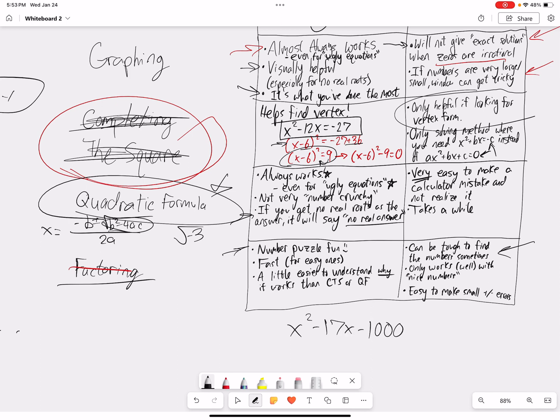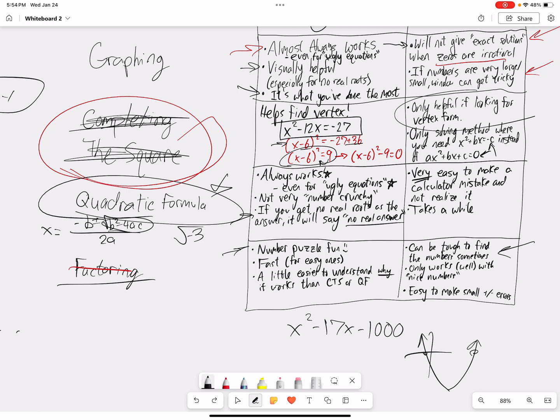I guarantee there are two numbers. They're probably disgusting decimals, but I guarantee there are two numbers that multiply to get negative 1,000 and add up to negative 17. I have no idea what they are, but I guarantee they exist because I know the graph is going to look something like this with a huge scale. So it's going to hit the x-axis. So some factors exist, but it can get really tough when the numbers aren't nice.